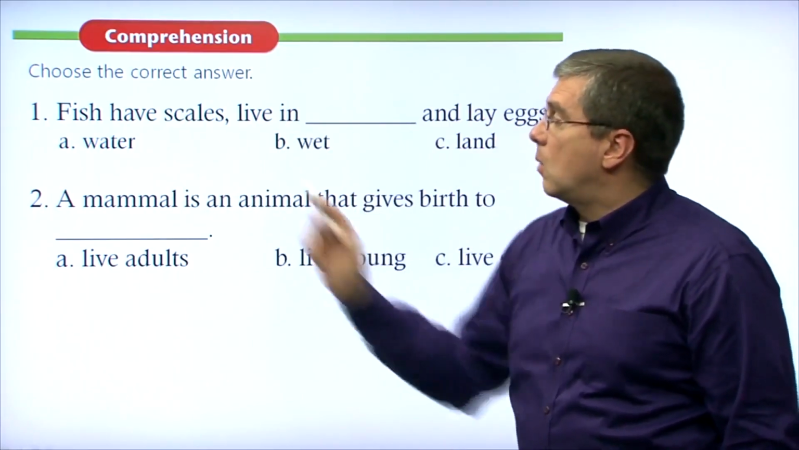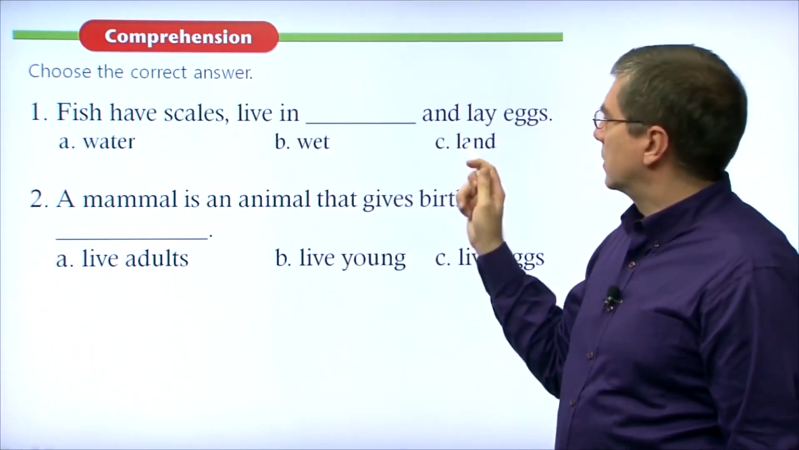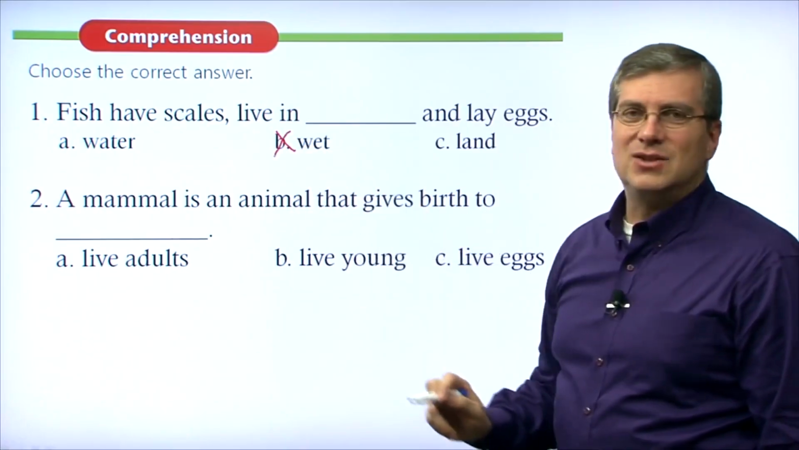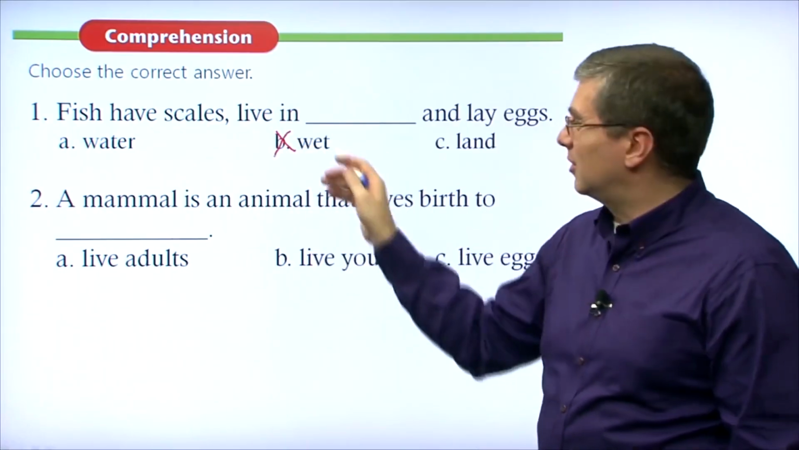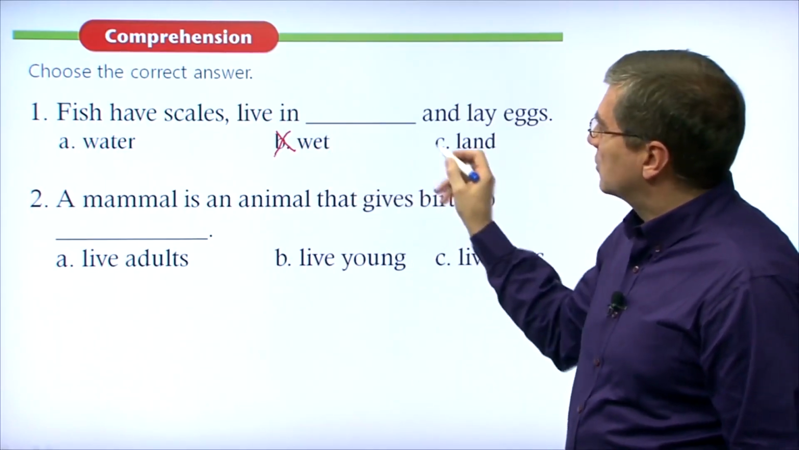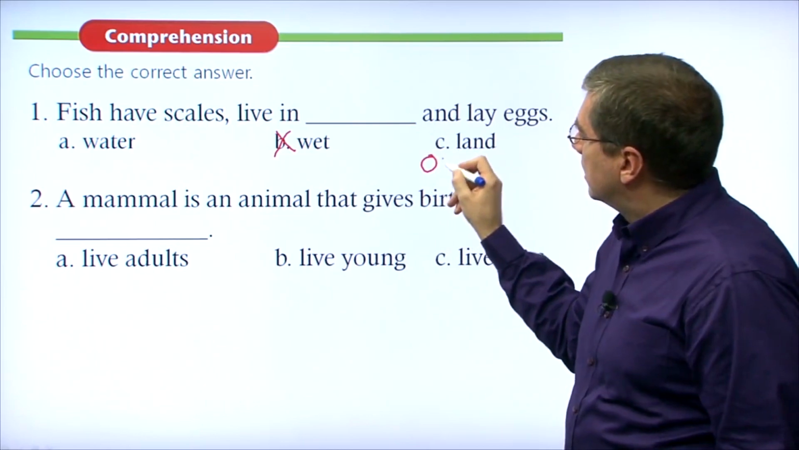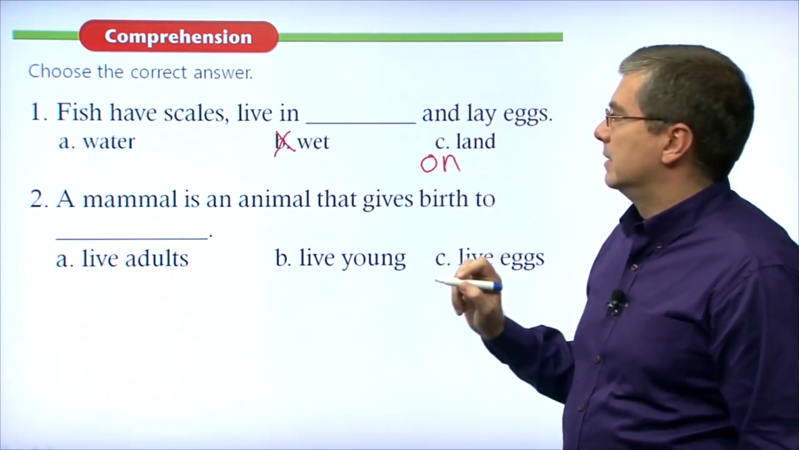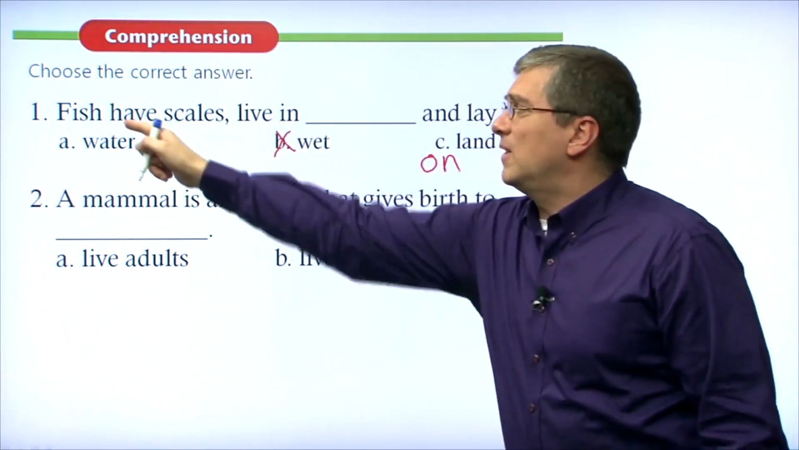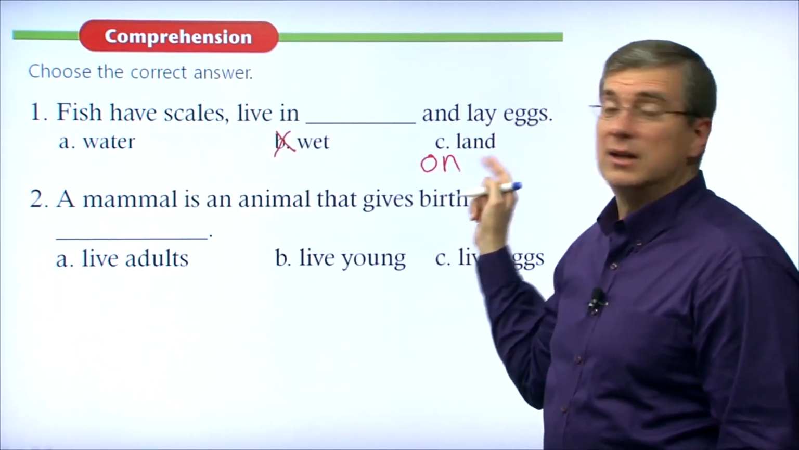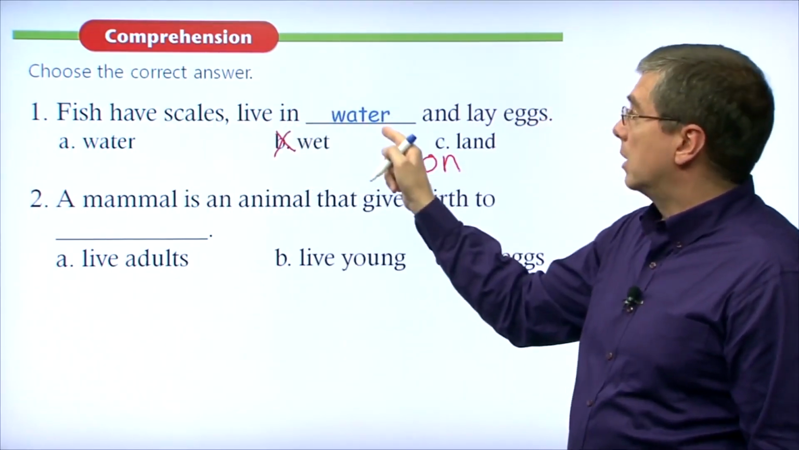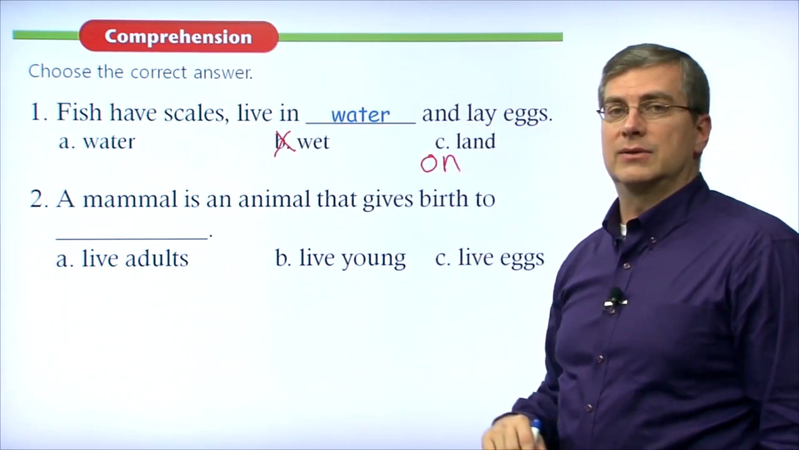Where do they live? They live in A, water, B, wet, or C, land. Well, right away we can see wet isn't correct because wet is an adjective. You live in a place, a noun. You don't live in a wet. That's really strange. Also, we can see the preposition is wrong. You live on land. You don't live inland, you live on land. You live in water. And fish live in water. They don't live on land. So water would be the correct answer. Fish have scales, live in water, and lay eggs. That's the correct answer there.